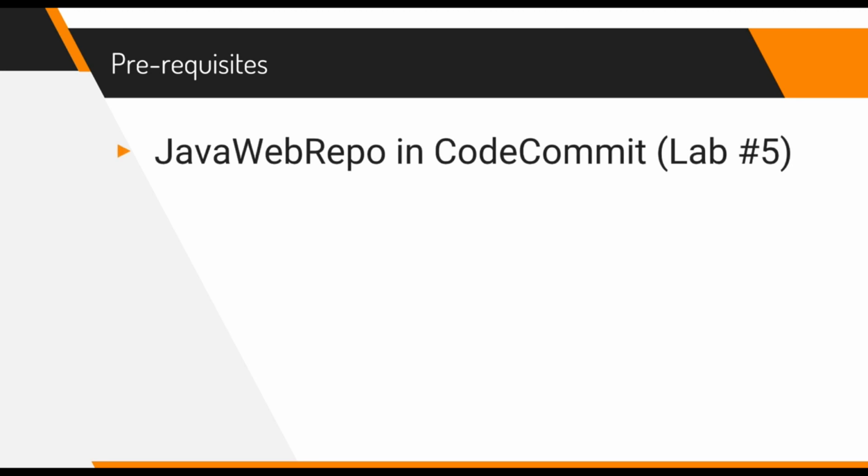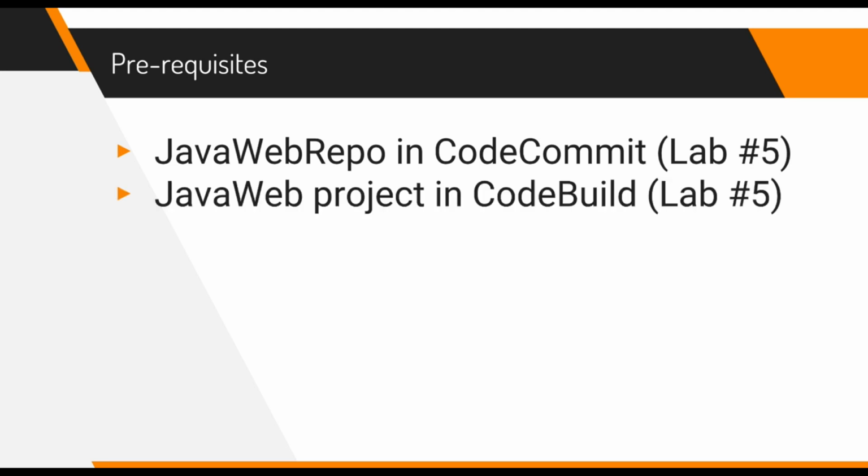So for this lab, we have some prerequisites. You should have the previous labs created in your account. If you don't, you will have to go back to these labs and make sure that you finish them. First prerequisite is having the Java web repository in your CodeCommit. You should have the Java web project in your CodeBuild. This also has been created in lab number 5.